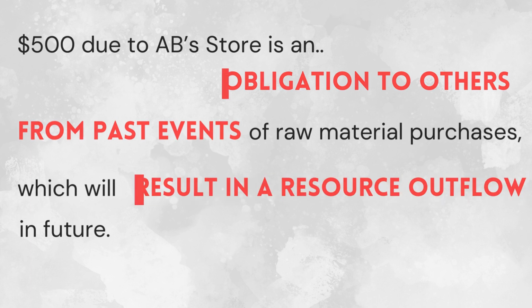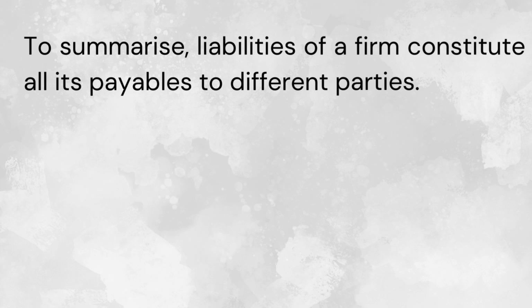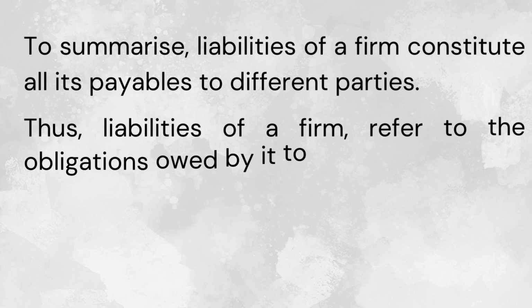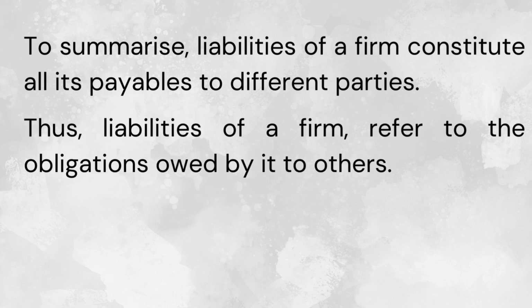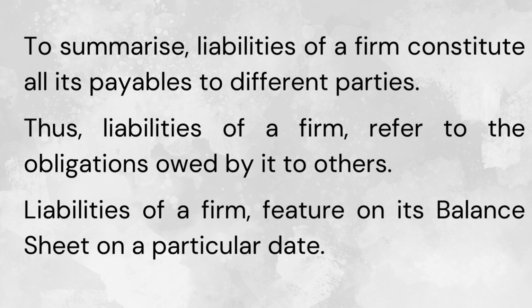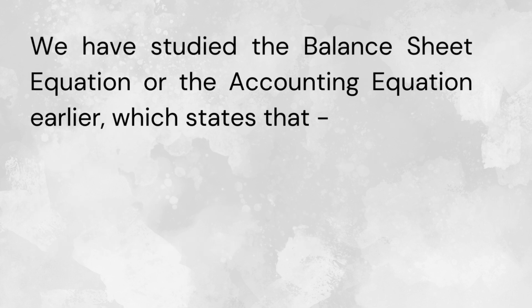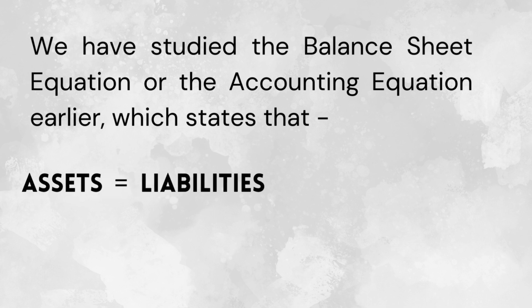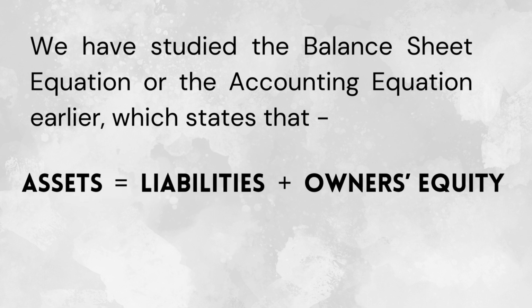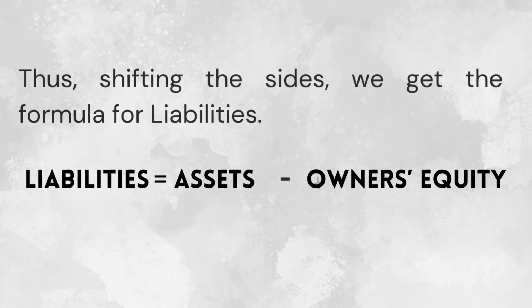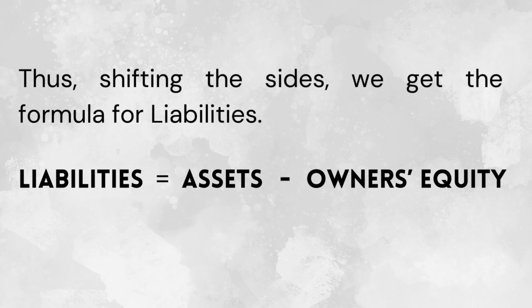To summarize, liabilities of a firm constitute all its payables to different parties. Thus, liabilities of a firm refers to the obligations owed by it to others. Liabilities of a firm feature on its balance sheet on a particular date. We have studied the balance sheet equation or the accounting equation earlier, which states that assets equal to liabilities plus owner's equity. Thus, shifting the sides, we get the formula for liabilities. Liabilities equal to assets minus owner's equity.